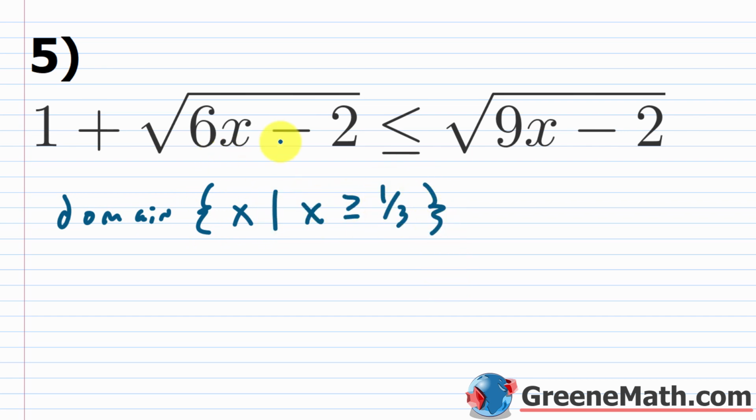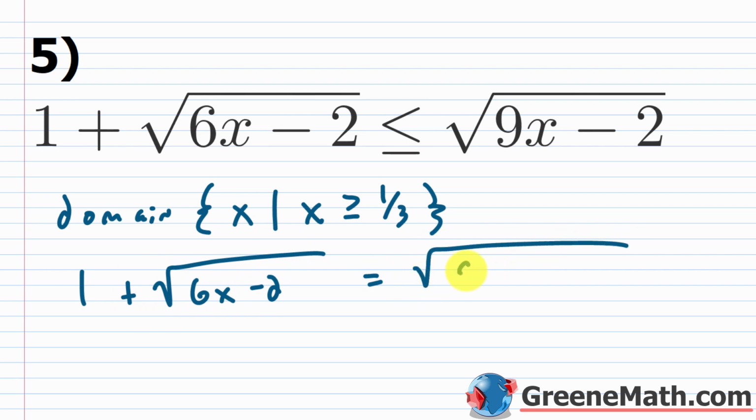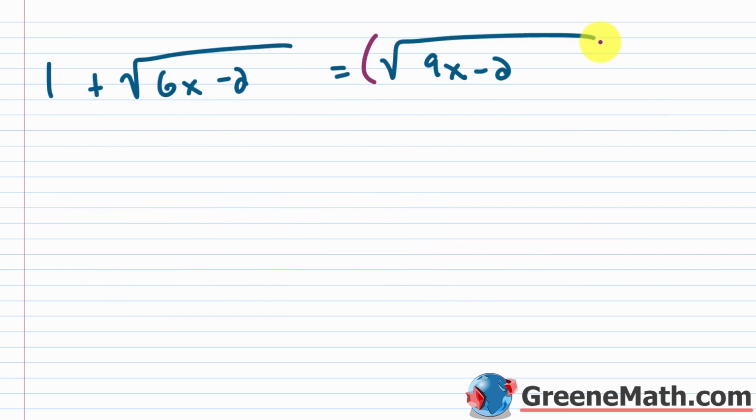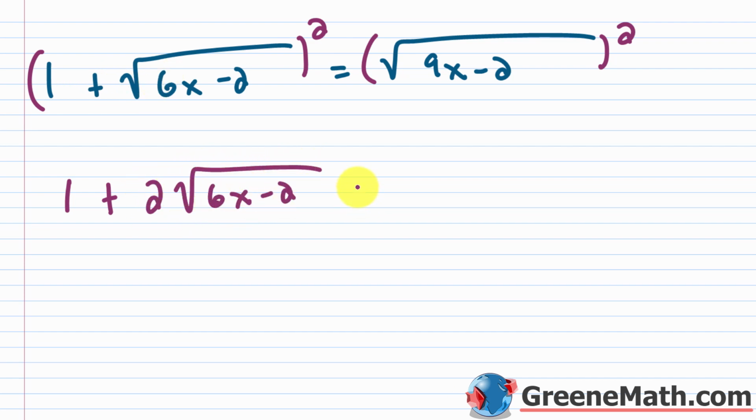Okay, so now let's solve the related equation. So 1 plus the square root of 6x minus 2 is equal to the square root of 9x minus 2. And what I'll do here is just immediately square both sides so I can get rid of this radical on the right. Unfortunately, I'll still have a square root on the left. So on the left, it's our formula. So 1 squared is 1, plus 2 times 1 times this, so 2 times the square root of 6x minus 2. Then plus this last guy squared, which is 6x minus 2. This equals, if I square this guy, I get the radicand, which is 9x minus 2.